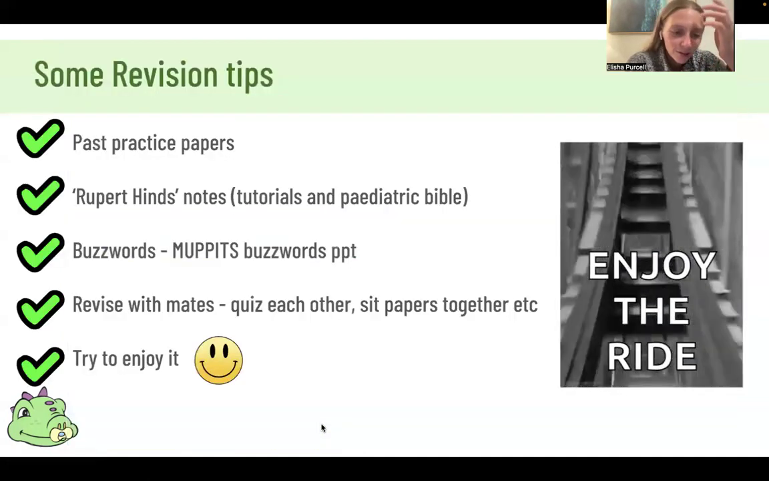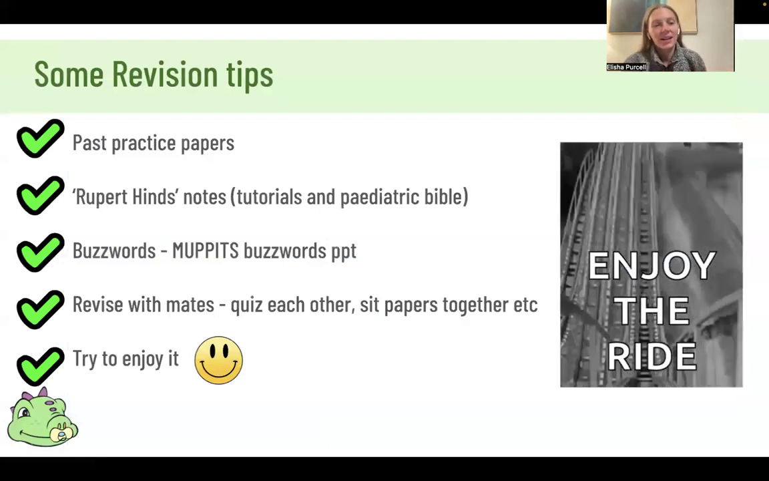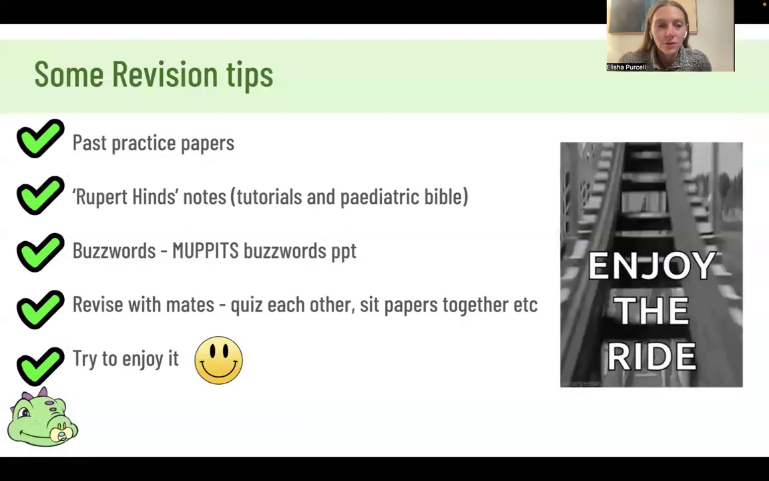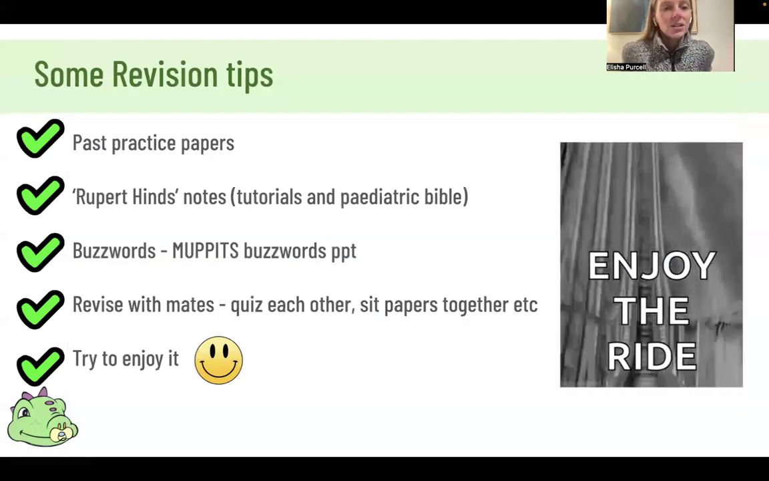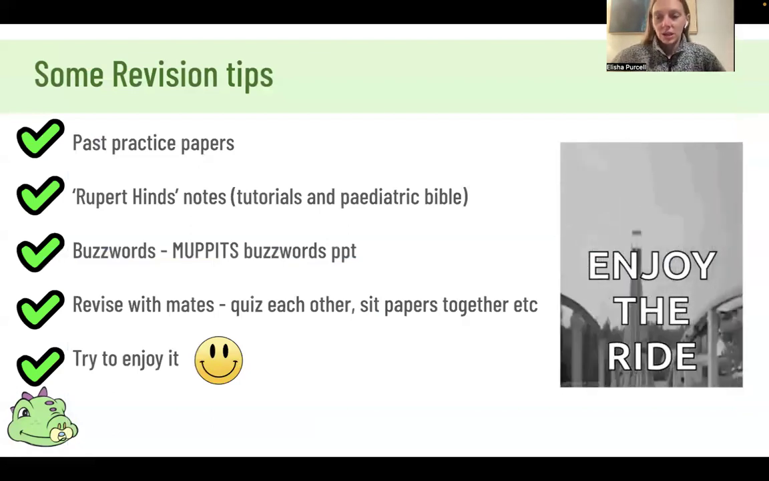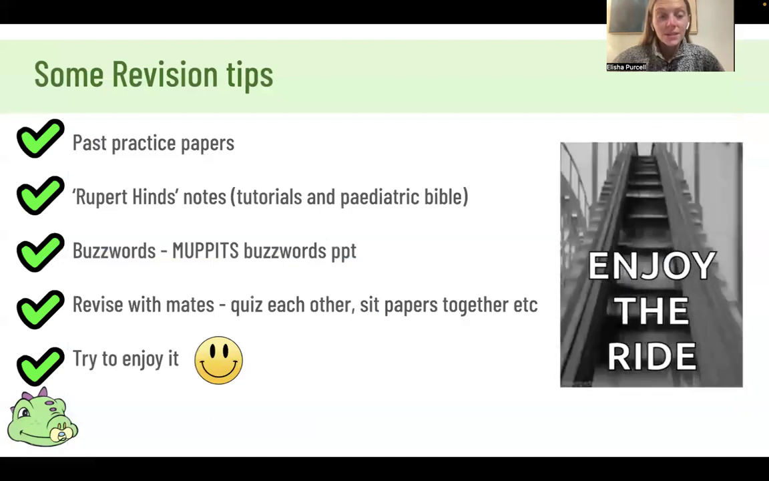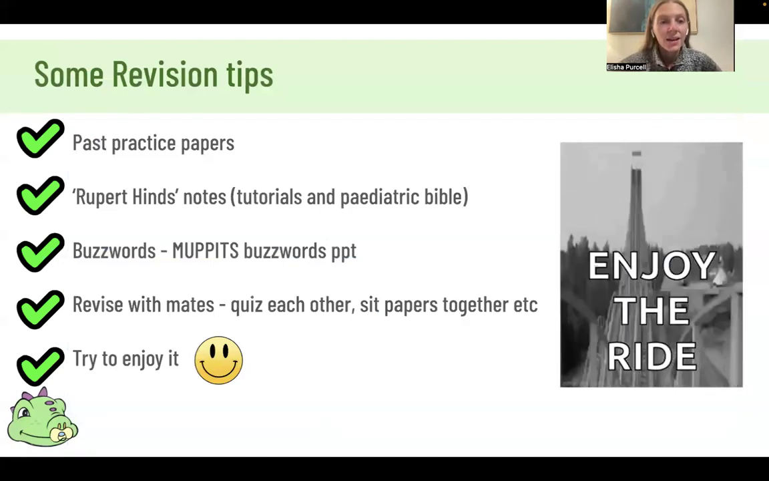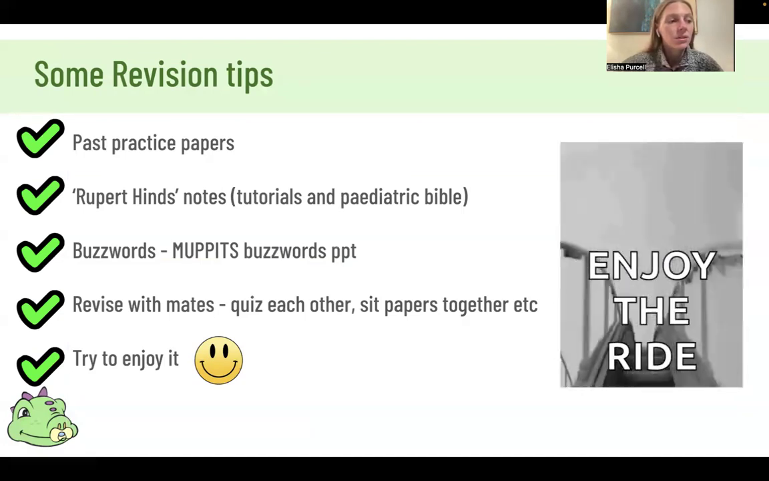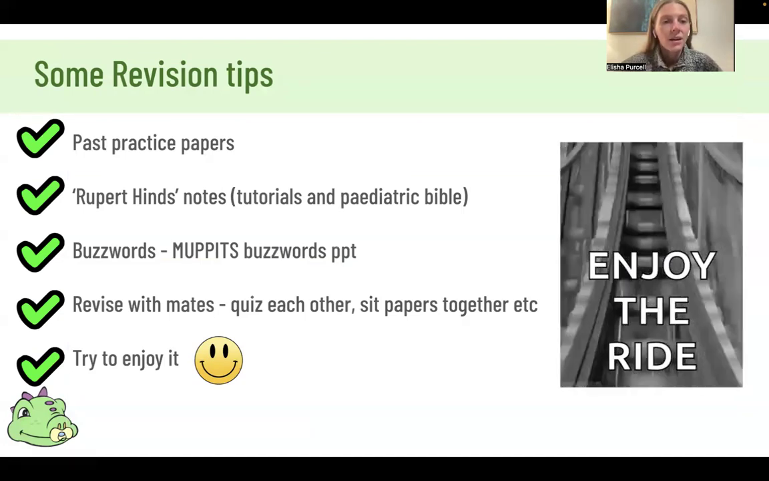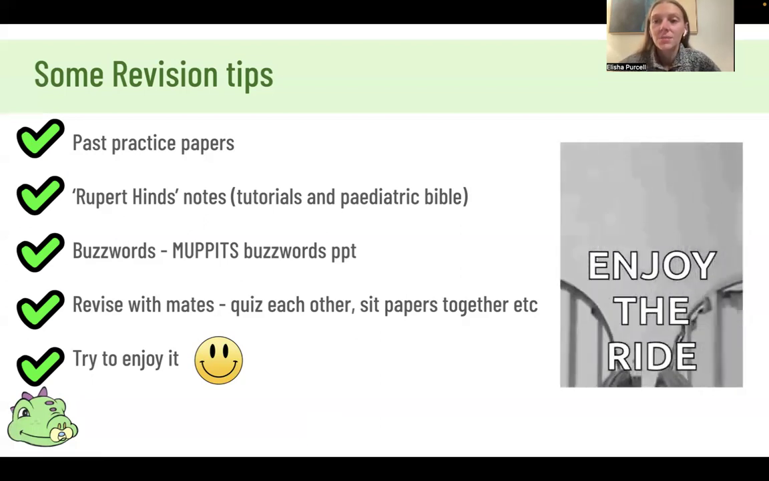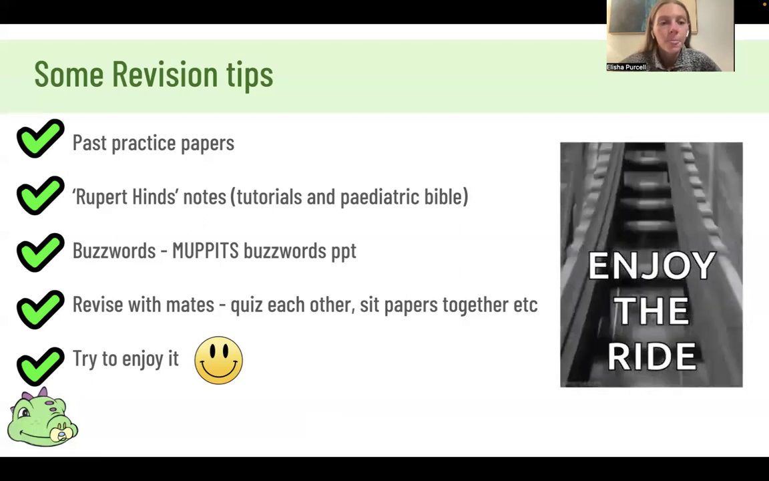So yeah, that brings us to the conclusion of the musculoskeletal and neurology MUPPETS revision lecture. I hope you guys found it useful. I just wanted to finish on some general revision tips. Definitely try to do as many of the past practice papers as you can. It keeps you accountable. It tells you if you're on track. It also helps a lot because a lot of the questions do get reused, particularly in peds.